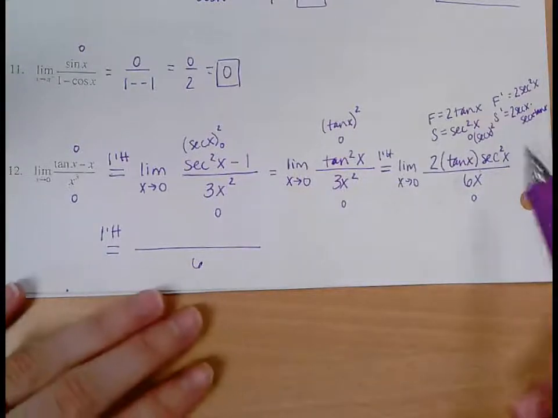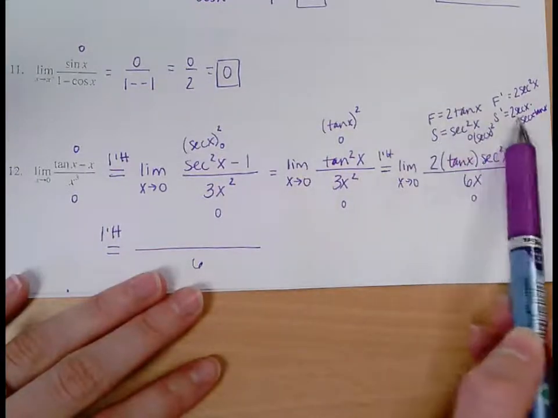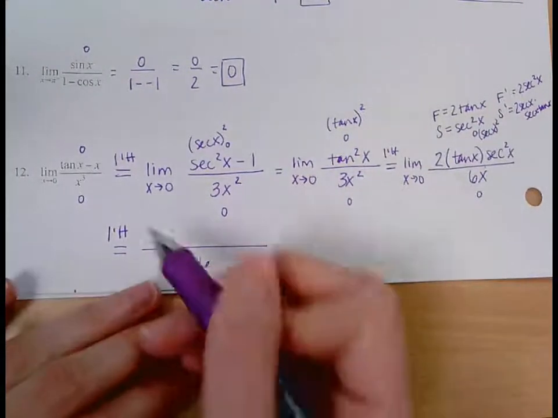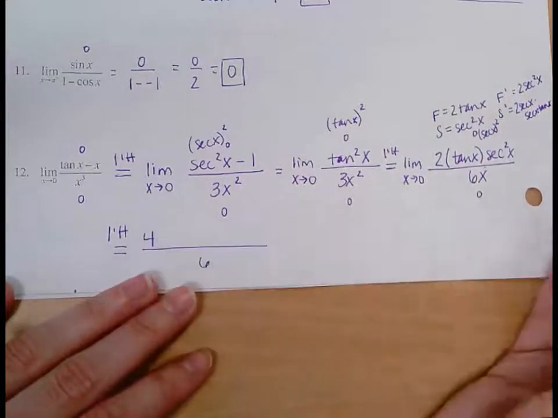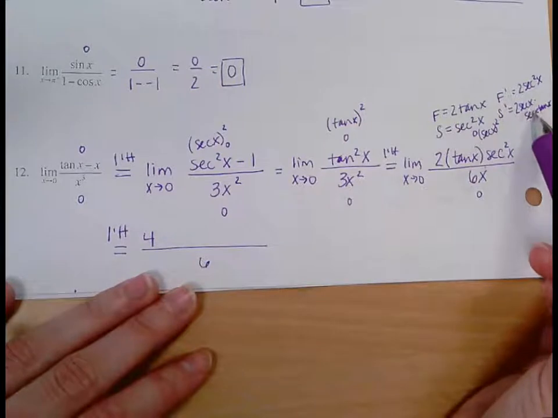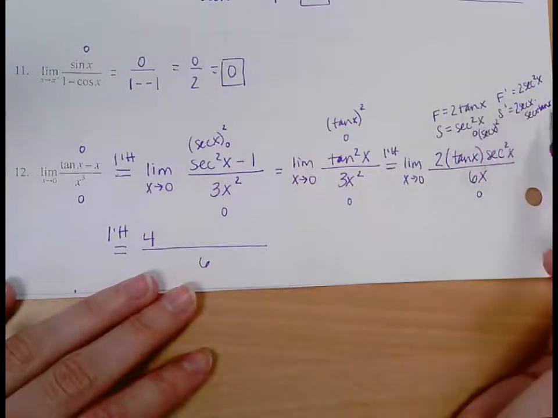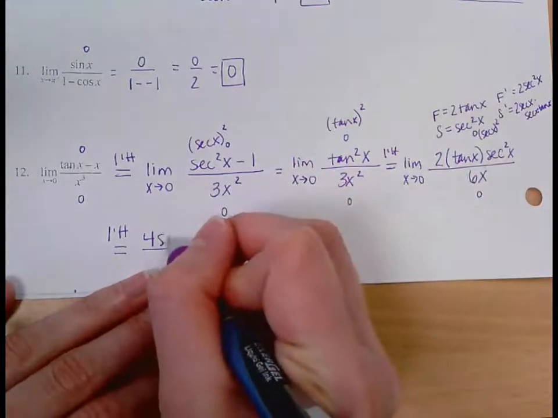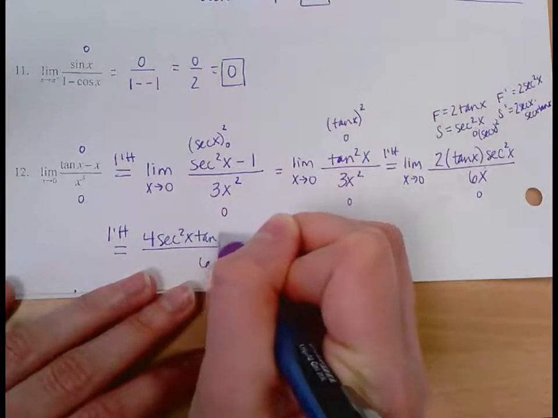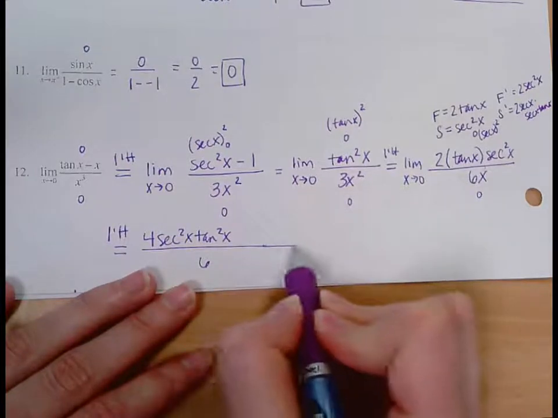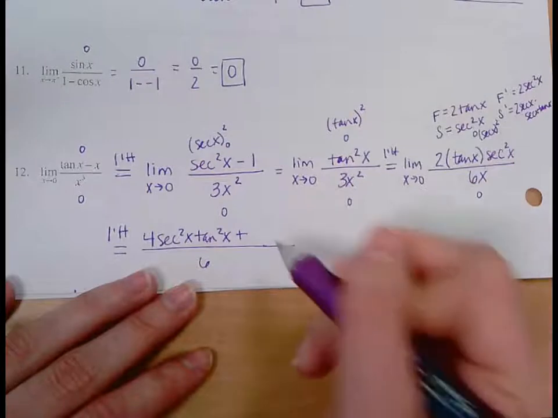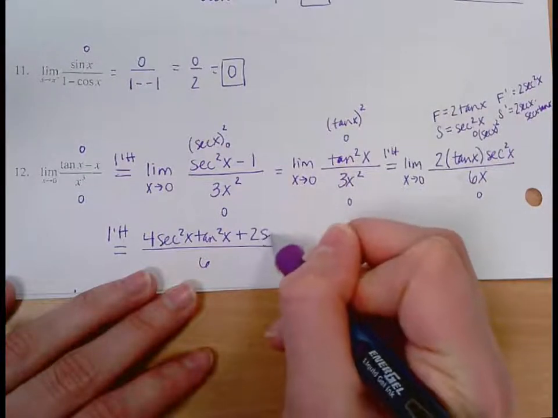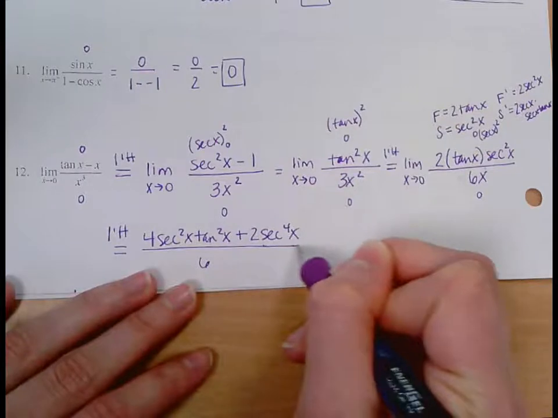So then, if I use the product rule here, for the first times second prime, I would have 4 times, here within this I have a secant squared because I have secant times secant. I'm also going to have tangent times tangent. So I would have a secant squared x and a tangent squared x. And then plus second times first prime would be secant times 2, so 2 secant to the 4th of x.